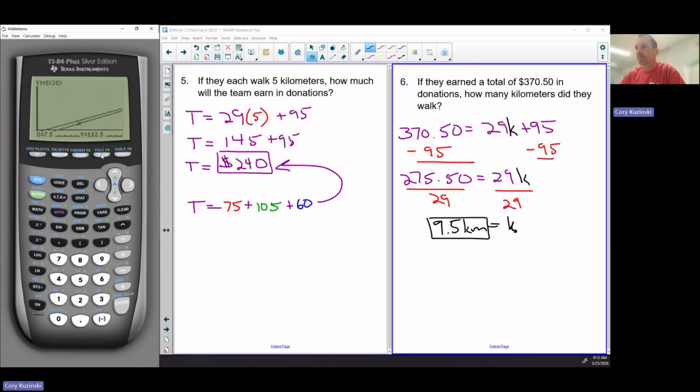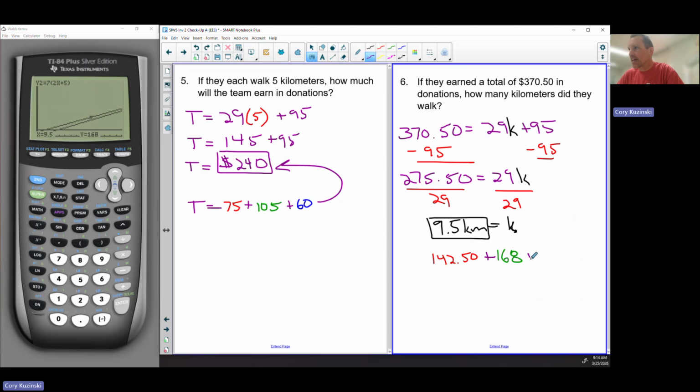Let's go trace. 9.5 is $142.50 for Johnny. I'm going to write that down. 142.50. Then I'm going to press up to go to Susie's line. And I'm going to press in 9.5. That gives me $168 for Susie.